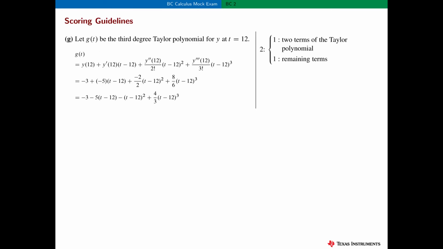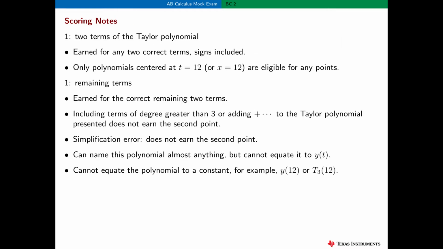Here are the scoring guidelines for Part G. This problem was worth 2 points. The first point is for presenting any two terms of the third-degree Taylor polynomial. And the second point is for the remaining two terms. Here are some interpretations of these scoring guidelines to help understand how points are awarded in this type of a problem, and to help prepare for the next AP Calculus exam.